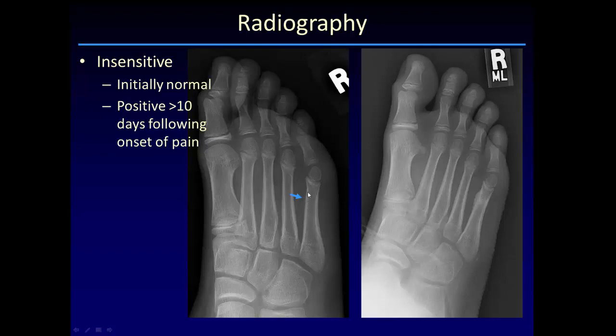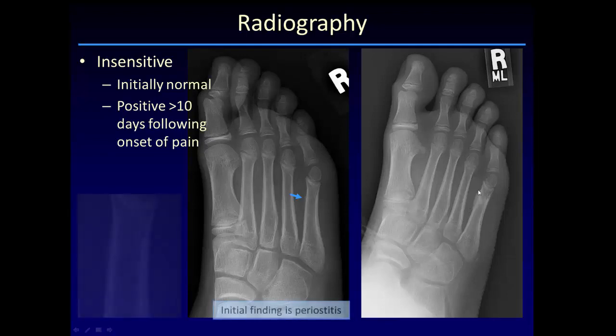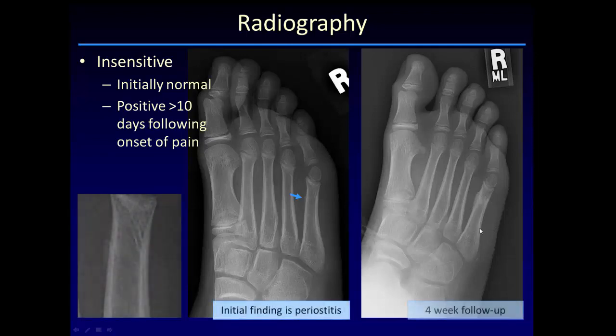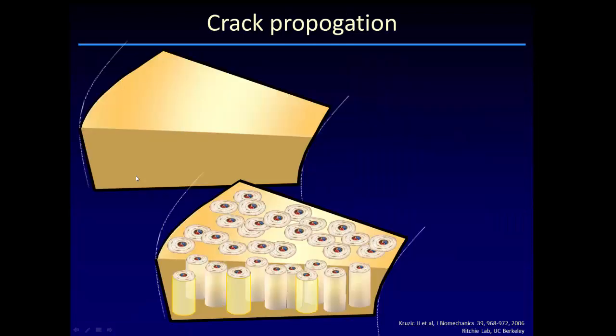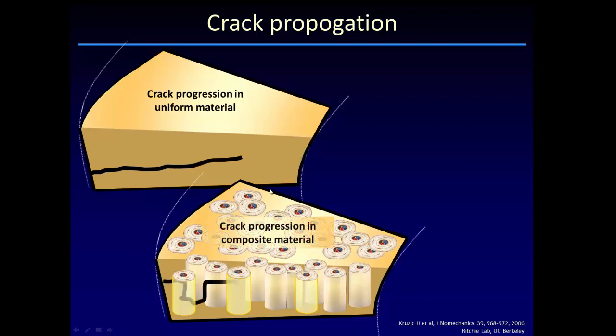So here's an early stage with some mild fuzzy periostitis, and here on the follow-up, done several weeks later, you can see that the periostitis is solidified and there is some sclerosis in the bone related to this stress injury. Now, when these cracks start to form, if you look at cracks in a uniform material, the crack is just going to continue going across the bone.